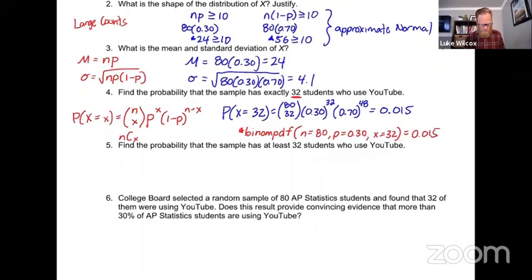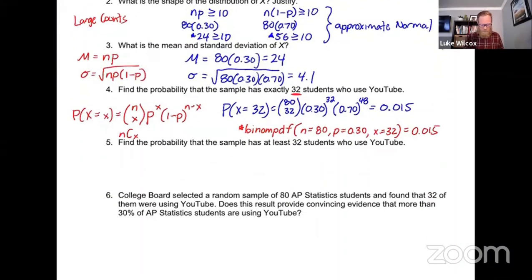Okay, we are ready for number 5, which says find the probability that the sample has at least 32 students. Okay, which is not the same as the previous question, which asked for the probability of exactly 32 students. Now I want at least 32 students. So if I were to write a probability statement here, what I'm looking for is the probability that x is greater than or equal to 32, right? At least 32. And if you think about that, at least 32, well, that means that it could be 32 or 33 or 34 or 35.